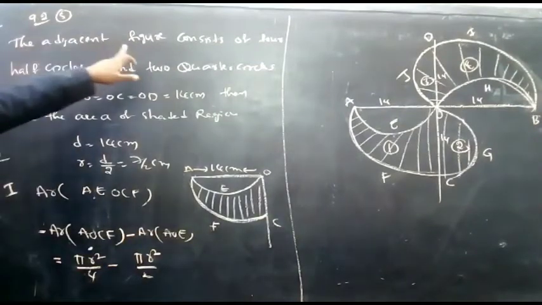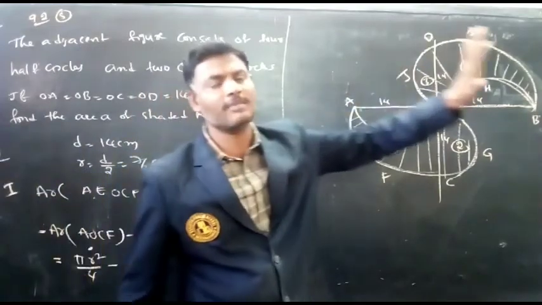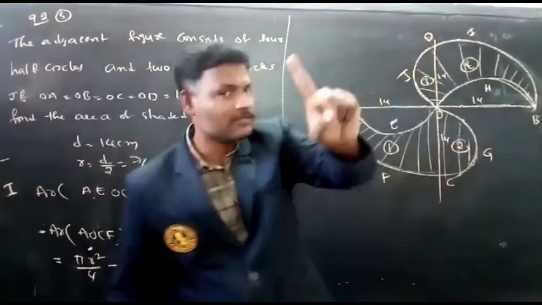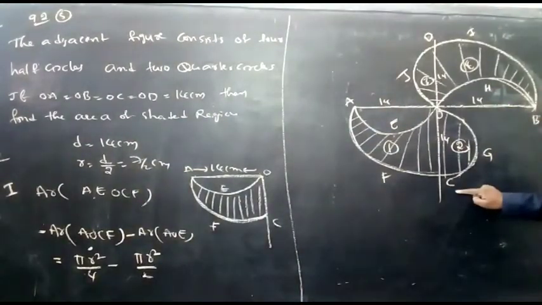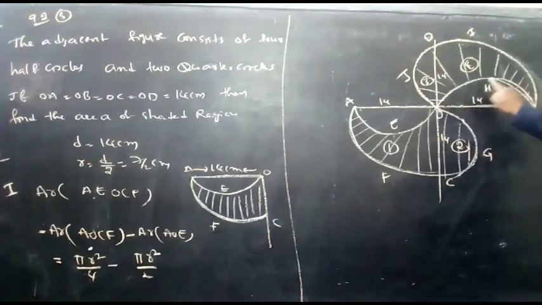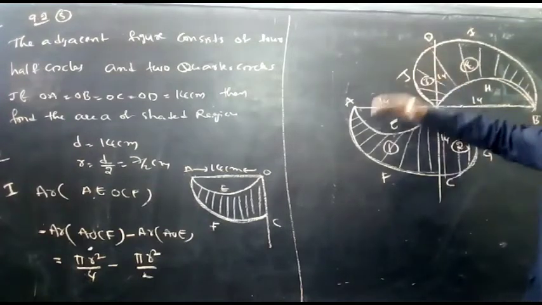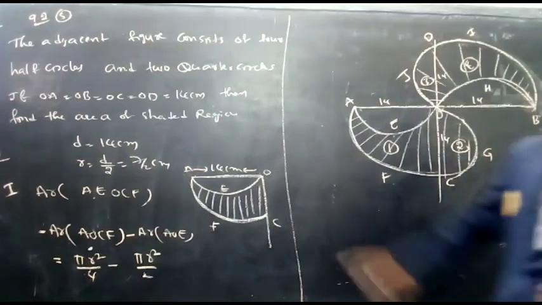8th class students, here is another question. The adjacent figure consists of 4 semicircles. So in this figure 4 semicircles are there. What are they? AEO is one semicircle. OGC is one semicircle. OHB is one semicircle. OJD is one semicircle. So in this figure there are 4 half circles.